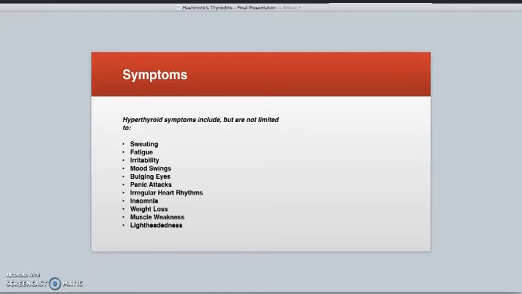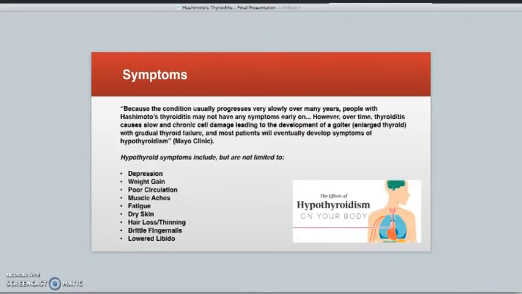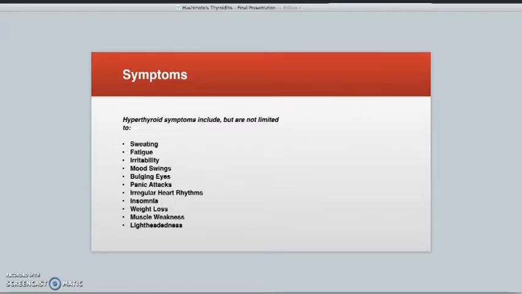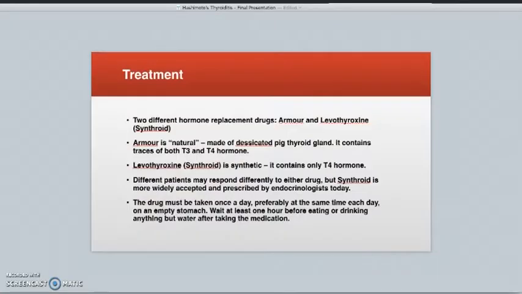Treatment. So currently there are 2 different hormone replacement drugs on the market. One that's a little bit older, which is Armour, and then levothyroxine, or the actual brand name, Synthroid. They're a little different. Armour is natural, made of desiccated pig thyroid, and it was created, I think, 20 or 30 years ago. It's still used today. Endocrinologists tend to shy away from it because it's a little bit harder to control, and not all people react to it as well as others. It contains traces of both T3 and T4.